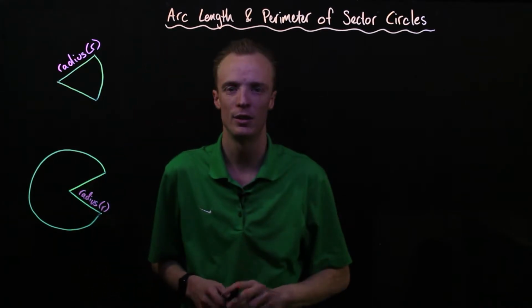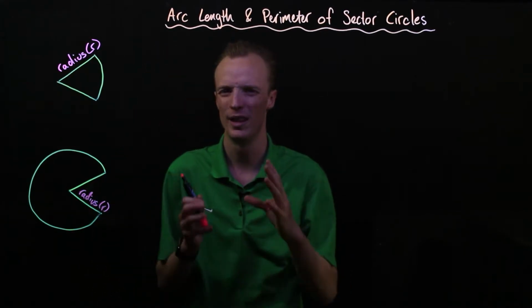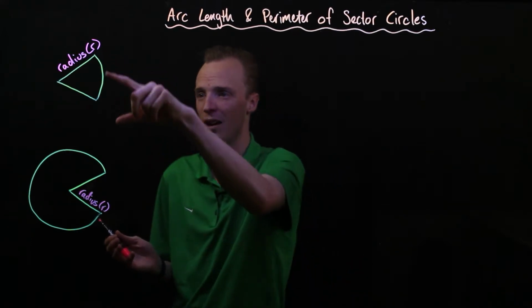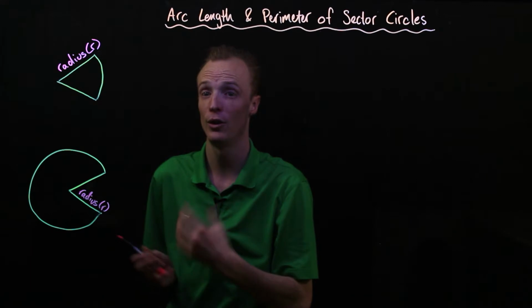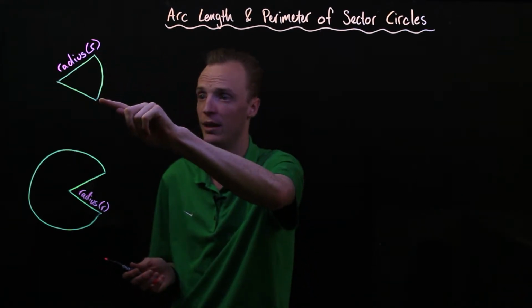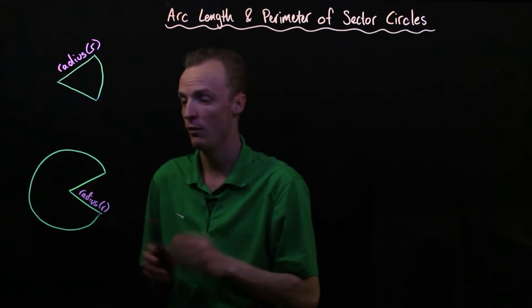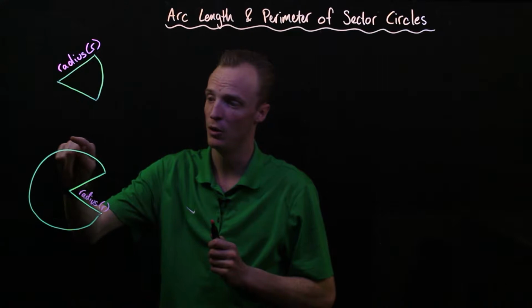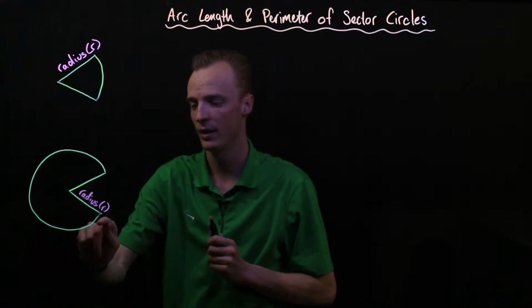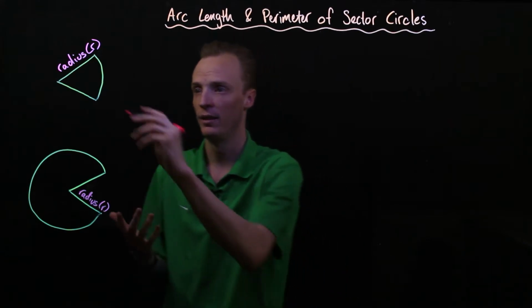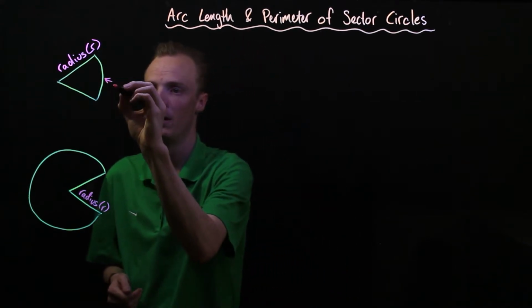Now, when we're referring to the arc length of a sector circle, the actual length that we're referring to is just the arced part of the sector circle. So for example, starting here and running along this length. In the Pac-Man style, that arc starts here and moves all the way around and doesn't finish until it's there. So when we're finding the arc length, this is the part that we're finding.